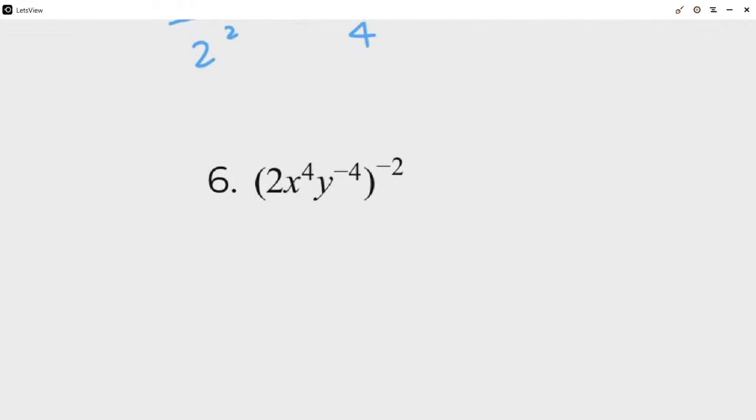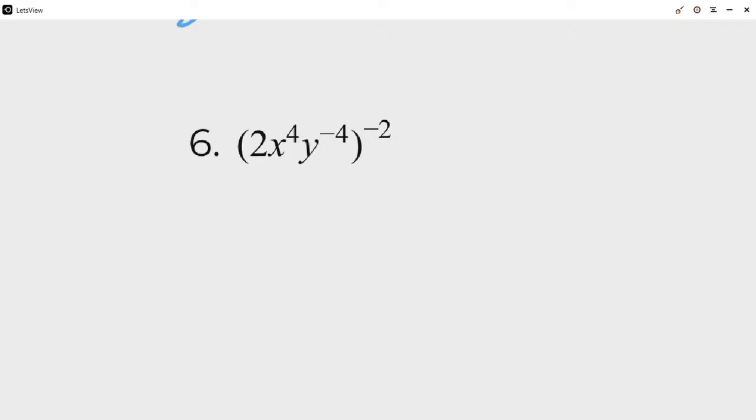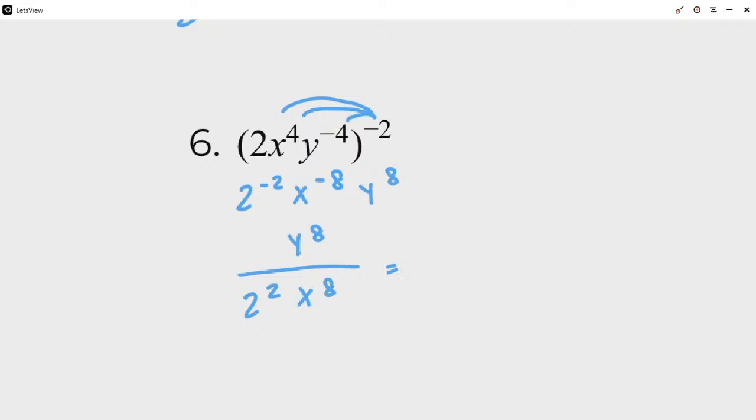Okay, next one we have 2x to the fourth, y to the negative 4. So we can distribute the negative 2 power, so that's 2 to the negative 2, x to the negative 8, and y to the 8th. So all of the ones with the negative exponent we can put in the denominator. So that'll be y to the 8th over 2 squared x to the 8th, and 2 squared is 4. So I'm just going to rewrite that as y to the 8th over 4x to the 8th.